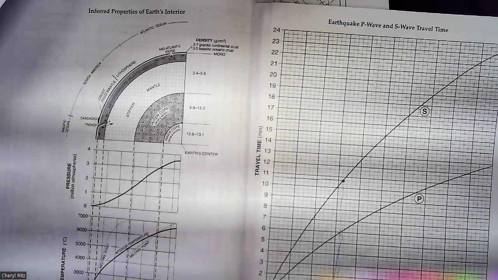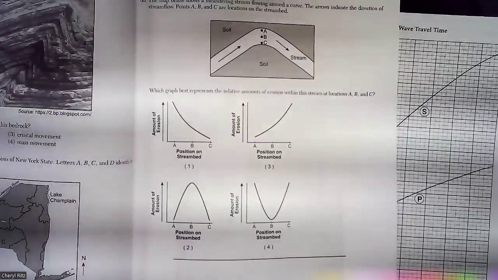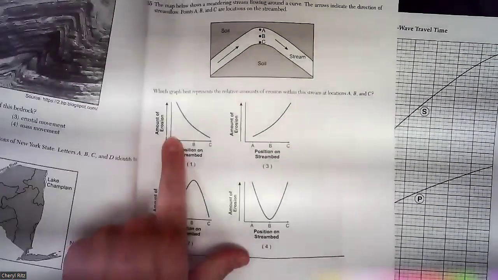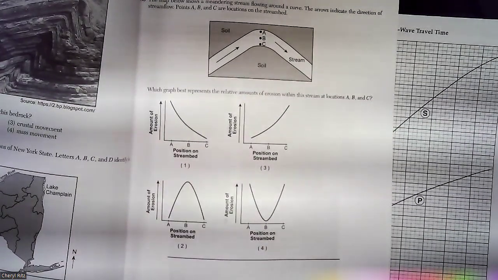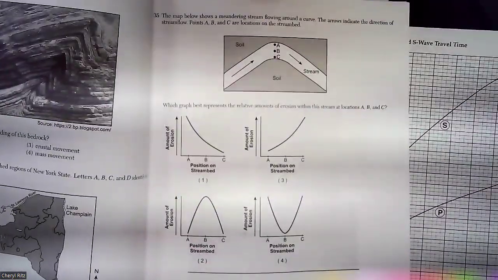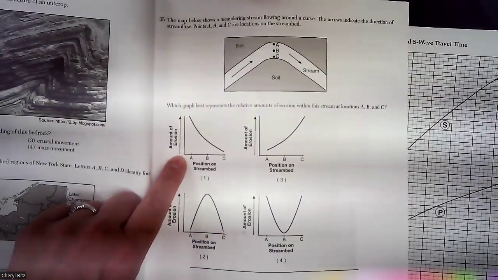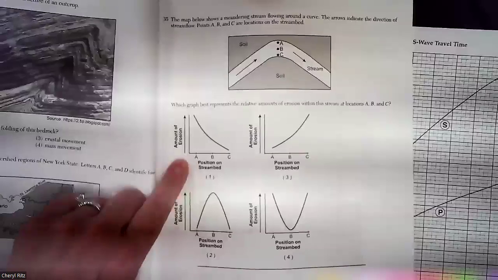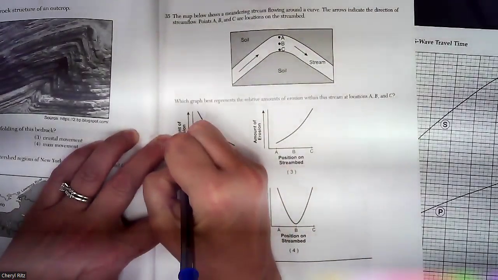Let's go over 35, because you guys sometimes struggle with this one. Anytime there's graphs that aren't labeled, I have seen a lot of issues in my classes. So when it says amount of erosion on the sides here, how much erosion is there at the bottom of the graph? Not much. A little bit of erosion.